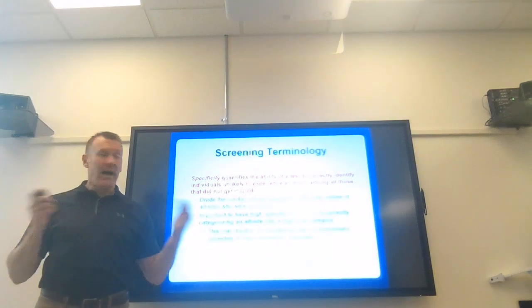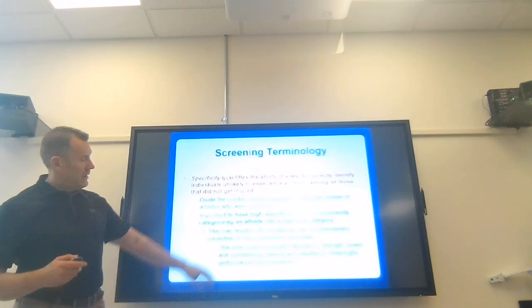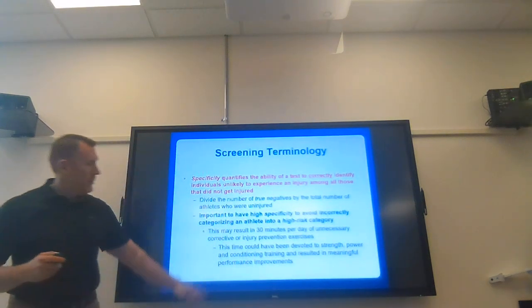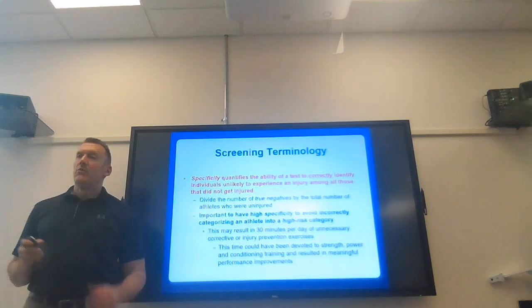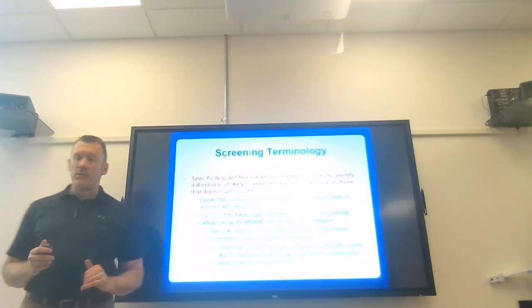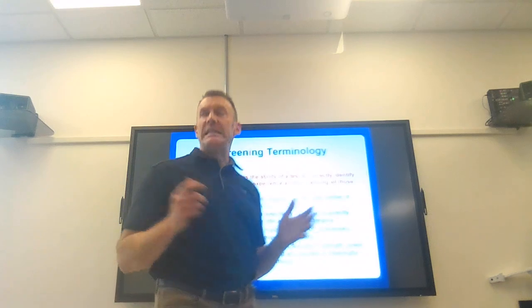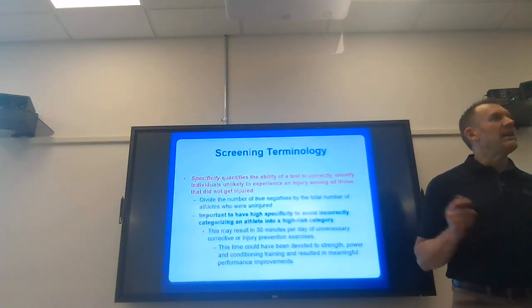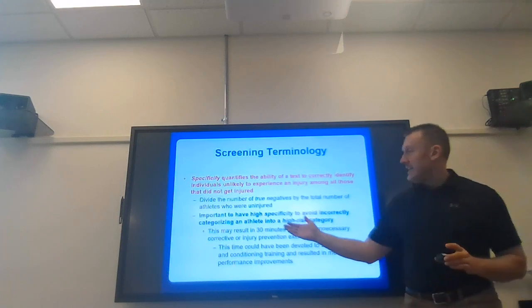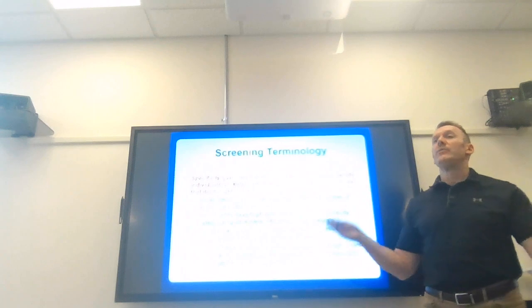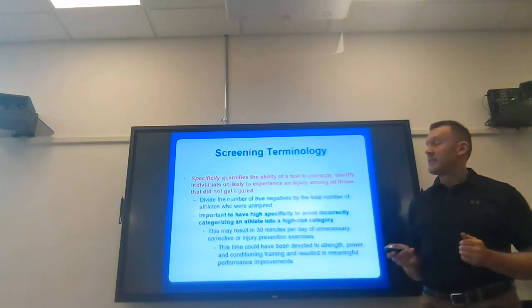So if an athlete's not high risk, they can be doing things to improve strength, power, conditioning, rather than specific injury prevention exercises. So we only want injury prevention if there's a need for it. That's why we have screening tools, to identify those that need to be doing the correctives. Otherwise, why do we do screening? I mean, that's the purpose.